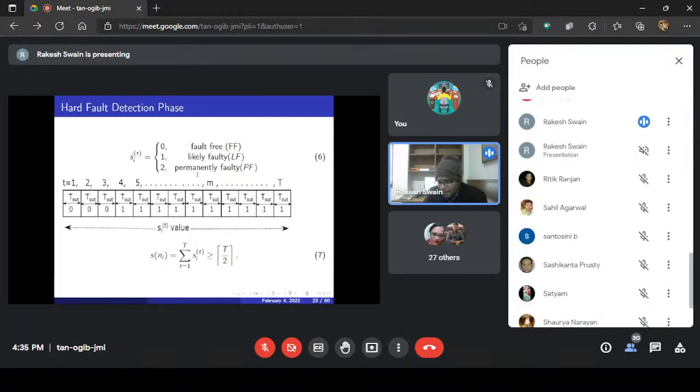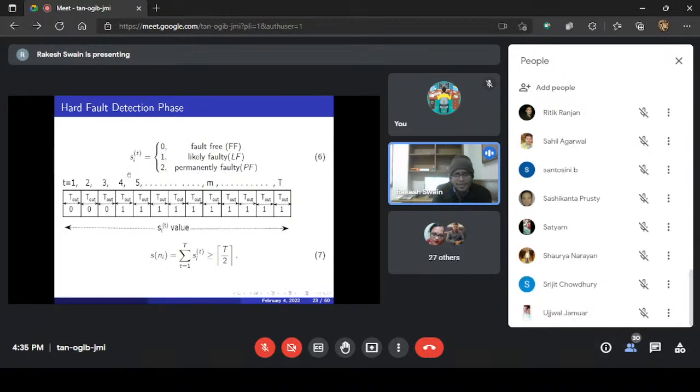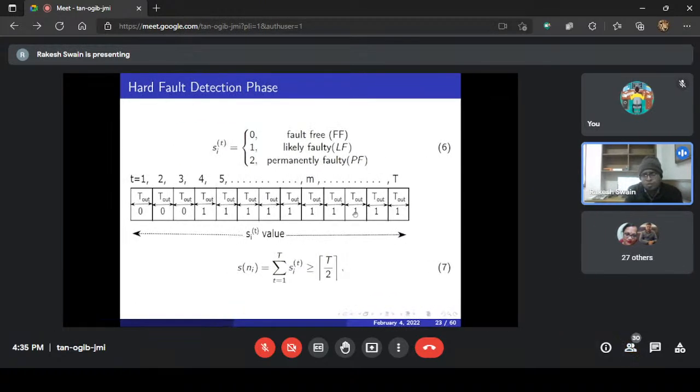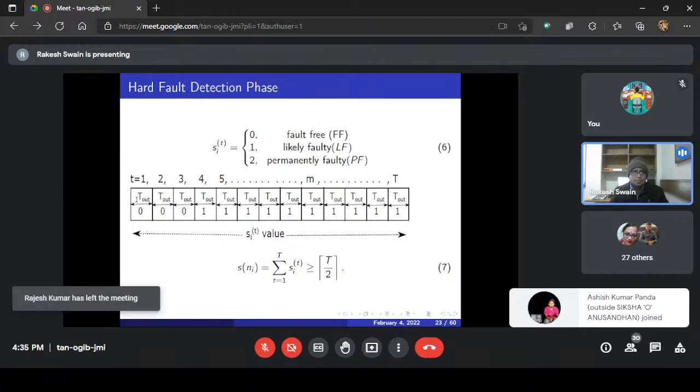So for each node, I have maintained a window. This is the timeout window. In that window, it is slotted, and it contains a timeout period. So what is the timeout period? Basically, it is your RTT, round trip time, and it is the summation of the propagation time, transmission time, processing time, and queuing time. Whatever the total time is, that is the round trip time.